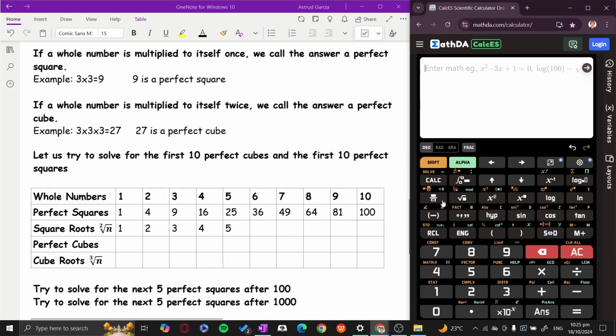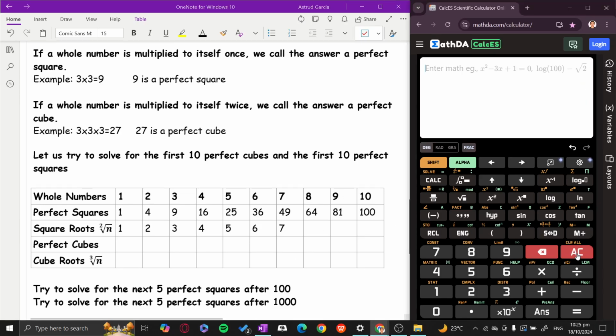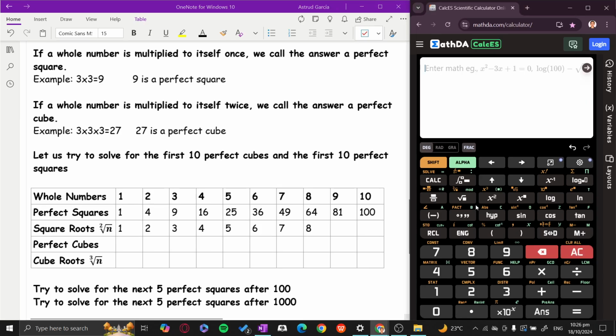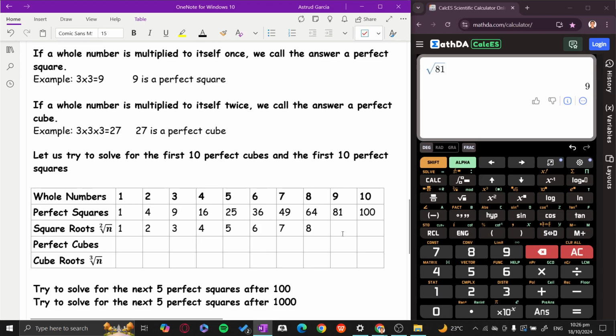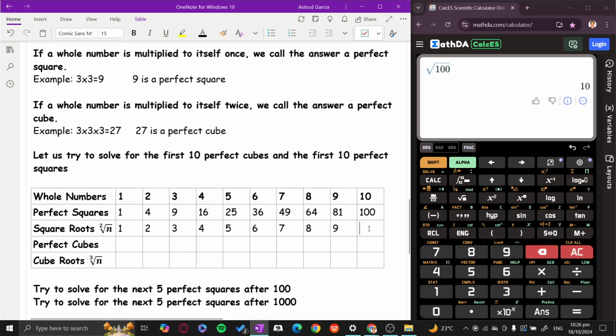And we have the square root of 36. Okay, that's 6. And then the square root of 49. That's 7. And we have the square root of 64, which is 8. The square root of 81, which is 9. And the square root of 100, which is equal to 10.